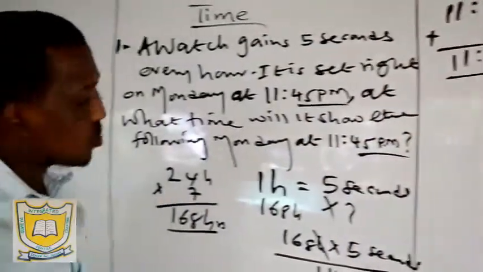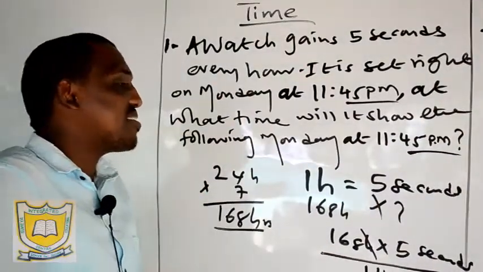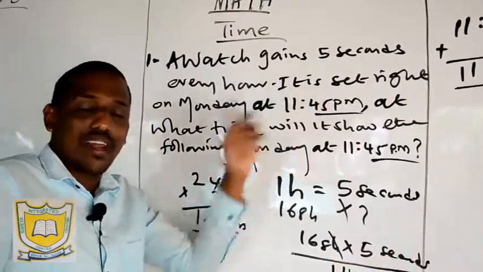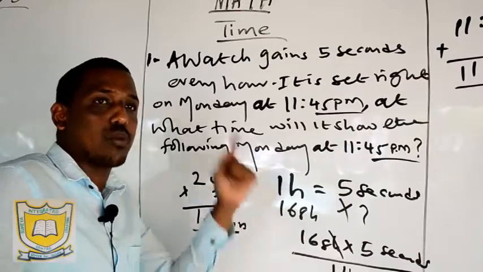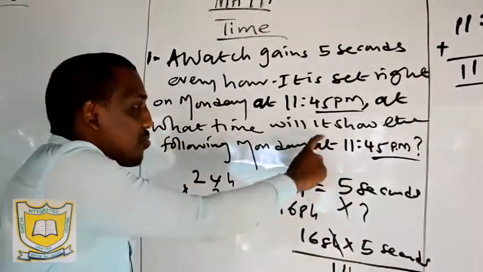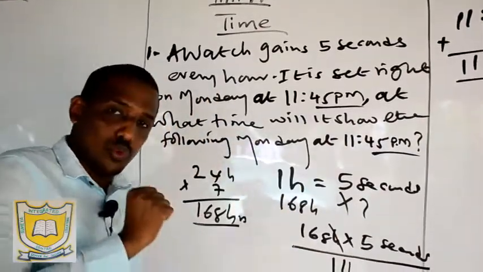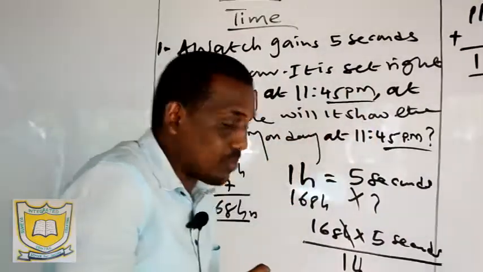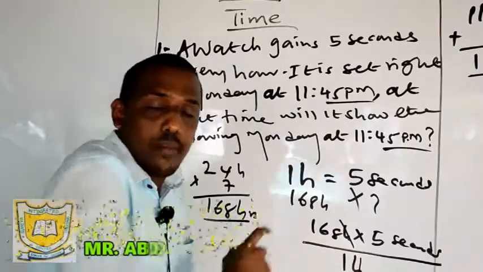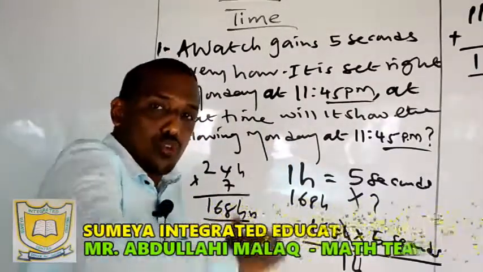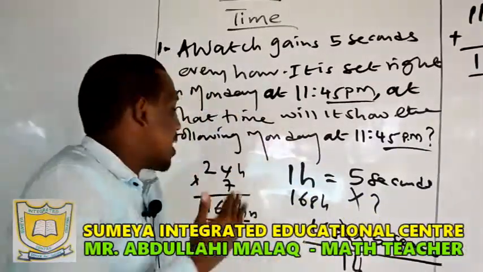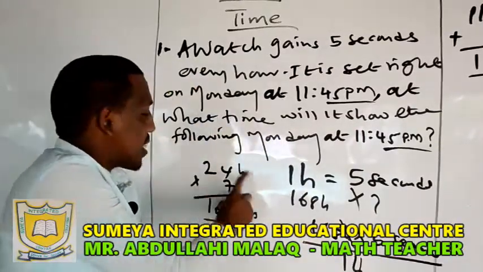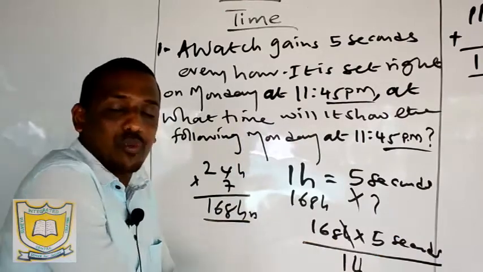I'm repeating. You are told a watch gains 5 seconds every hour. Every 1 hour, 5 seconds. It was set right on Monday 11:45 p.m. At what time will it show the following Monday 11:45 p.m.? So what do you do? The first thing you do, when both are p.m. or both are a.m., you count the number of days. From Monday to Monday, those are 7 days. A day has got 24 hours. 24 hours times 7 days. So in a week we have 168 hours.